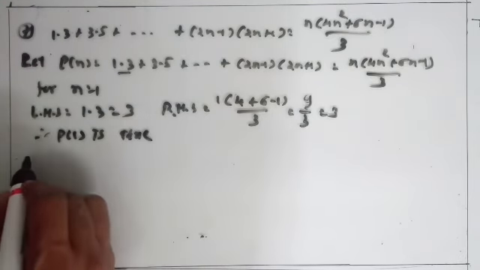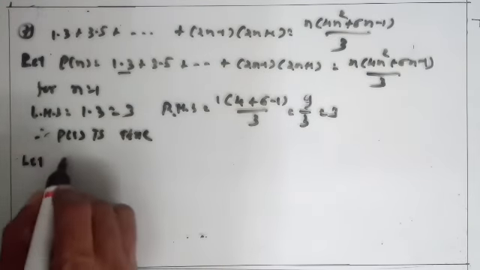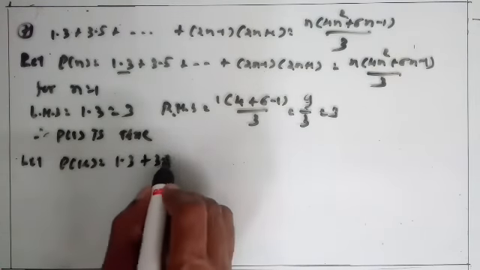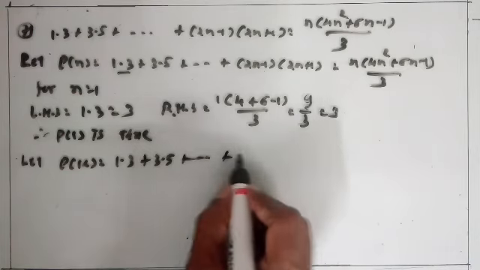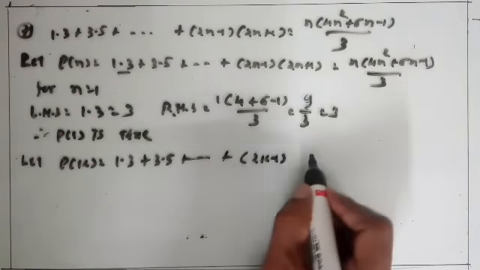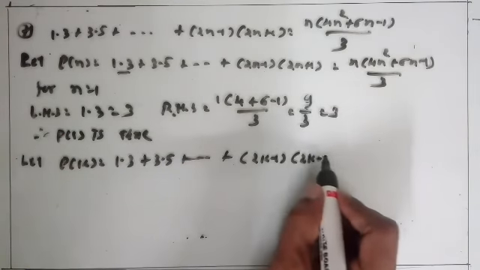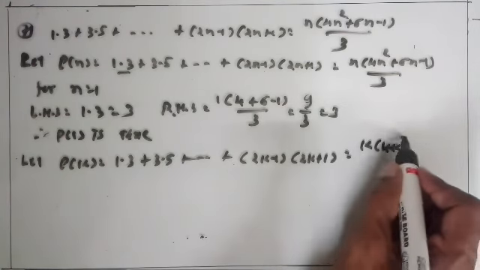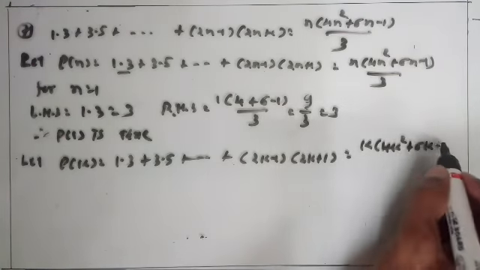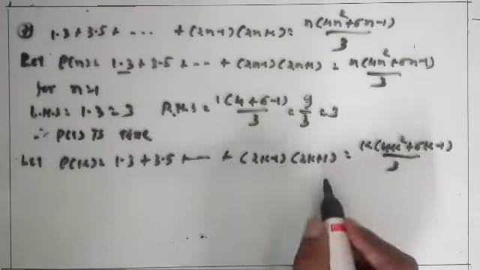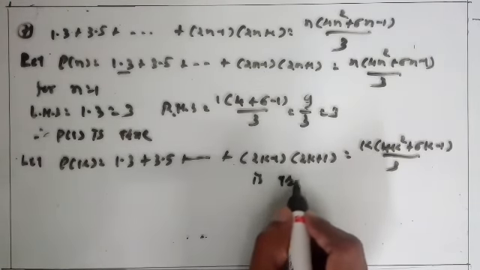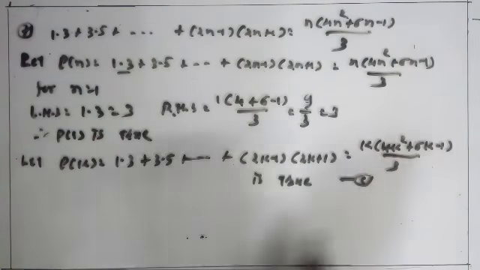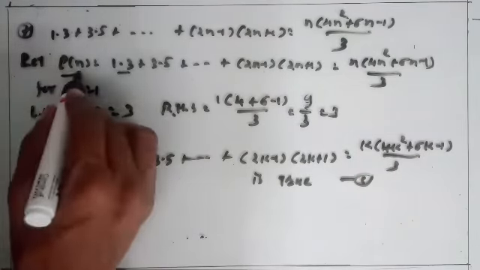Clear? Now suppose Pk is equal to 1 into 3 plus 3 into 5 plus up to plus (2k minus 1)(2k plus 1) is equal to k(4k square plus 6k minus 1) upon 3 is true. Take this as result number 1. Now using this result we prove Pn is true for n is equal to k plus 1.